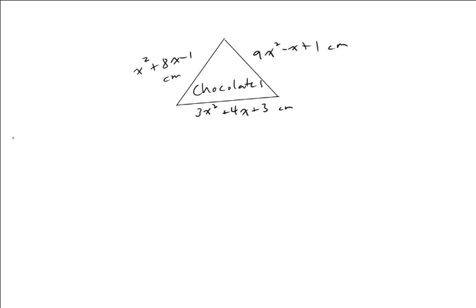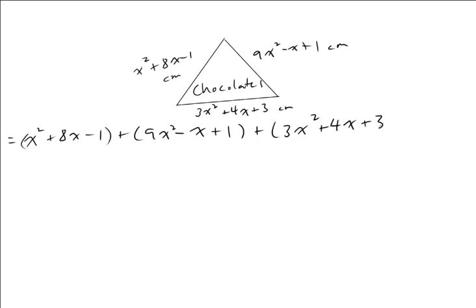Well, let's just start off with adding up all the side lengths first, right? So, we have x squared plus 8x minus 1, that's one side length, plus 9x squared minus x plus 1, plus 3x squared plus 4x plus 3.